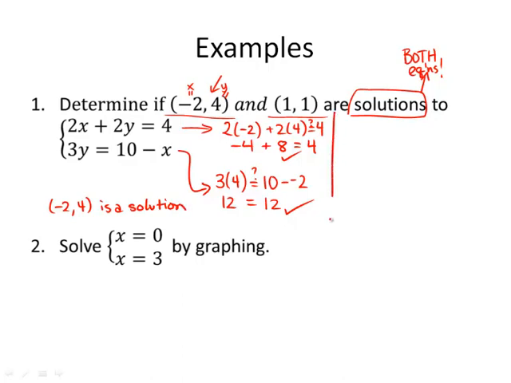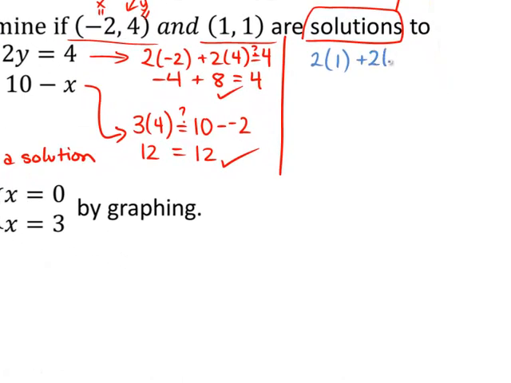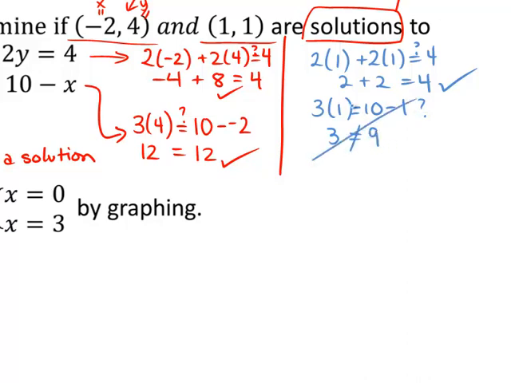Let's take a look at the second example. Plug in 1 and 1. Does this work? 2 plus 2 is 4. Yes, it does. Plug in a 1. 3 times 1. Does that equal 10 minus 1? 3 does not equal 9, therefore it doesn't work.